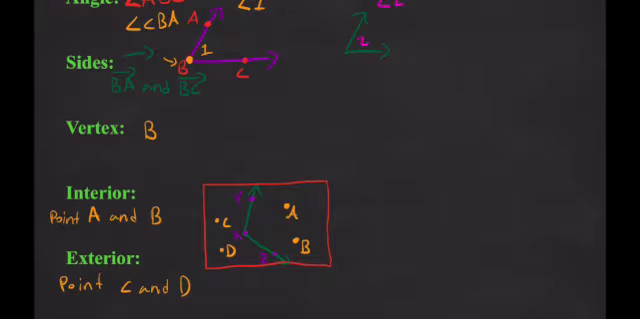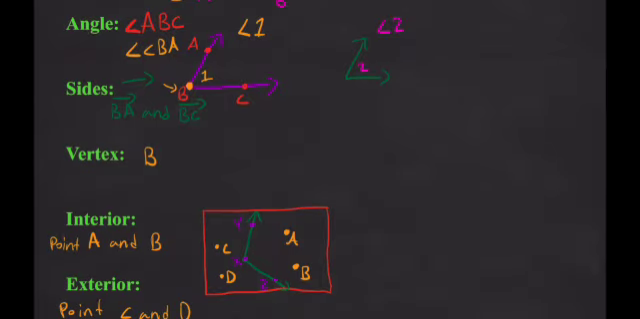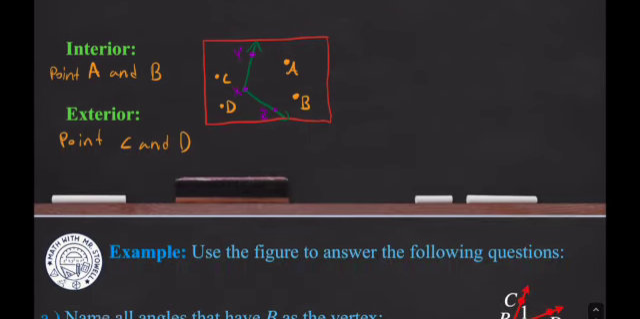Remember, the sides are the rays that are joined together. The vertex is the point at which they are joined together, and the angle. Naming the angle, we use typically three letters. We can use a number. And there's special cases whenever we can just use one letter, but I'll show you that in a few moments.